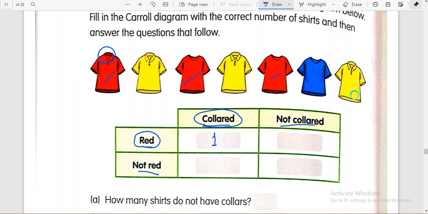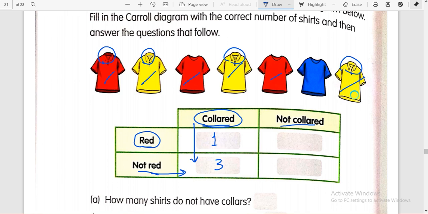Here, not red, but with colors. Colored and not red. Not red, so it's 1, 2, 3. We have 3 shirts, not red, and they have colors here. So the answer here is 3.